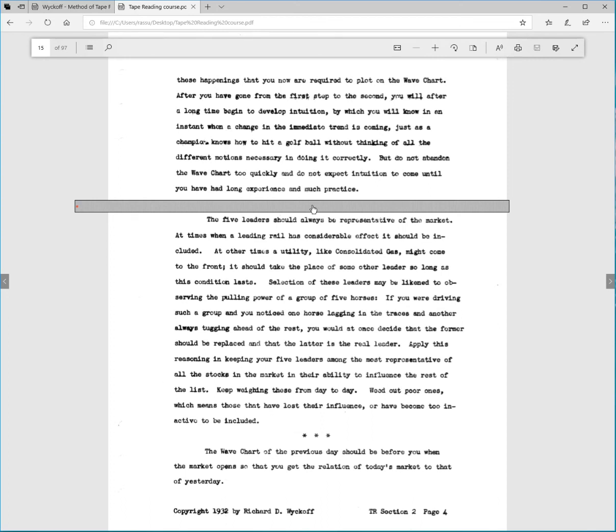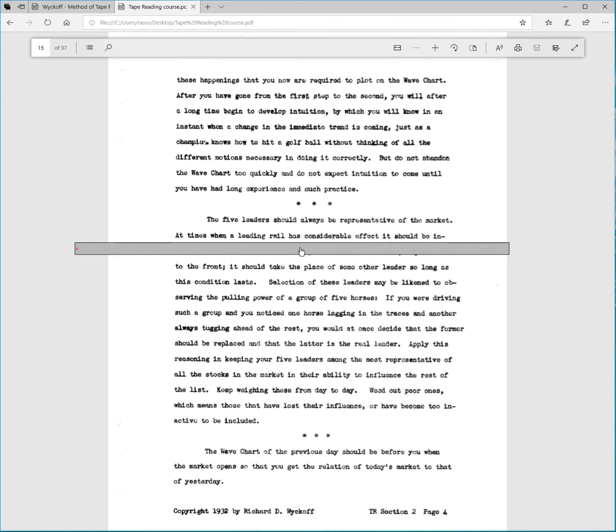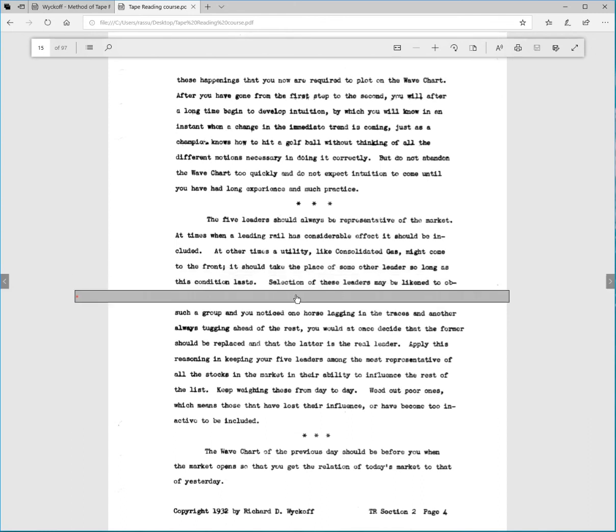The 5 leaders should always be representative of the market. These are the 5 leaders that make up the wave chart, or you could just use the intraday S&P or whatever. And he's saying how to pick them. We're not going to go into that. It's better if you just go with the S&P or the Nasdaq.